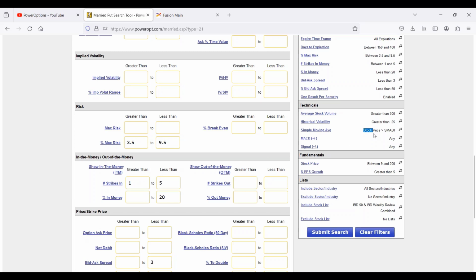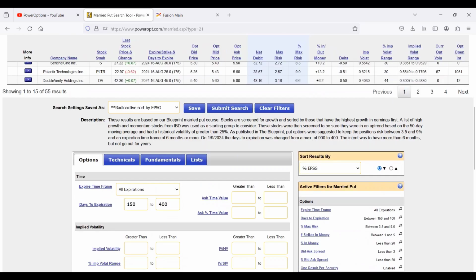And we've got some other metrics. We're looking for stocks trading above their 50-day moving average, some basic volatility values, keeping the stocks between 9 and 200. These are all things that you can change based on your account size. And we have a preferred stock list that we typically like to use. We'll talk about that in a little bit as well.